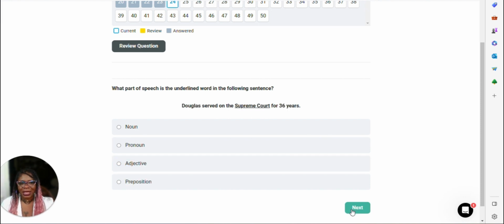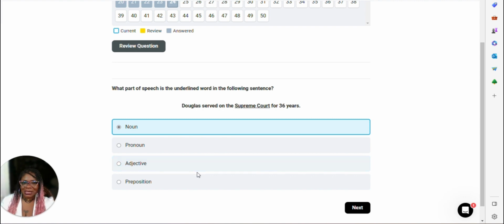We're almost halfway there. All right, so what part of speech is the underlined word in the following sentence? Douglas served on the Supreme Court for 36 years. Is it noun? Is it pronoun? Is it adjective? Or is it preposition? The answer for this is going to be noun.